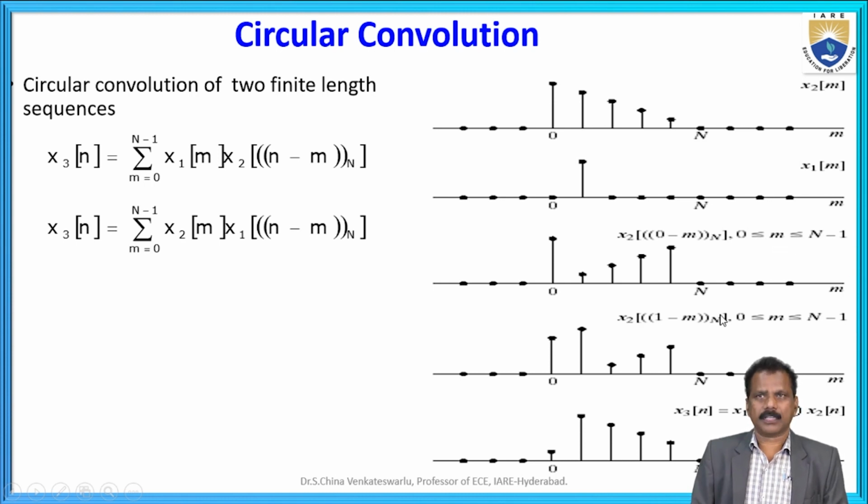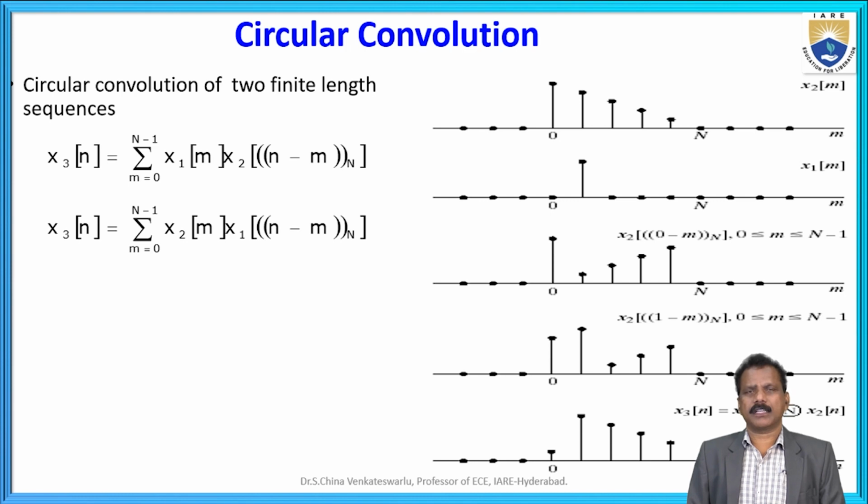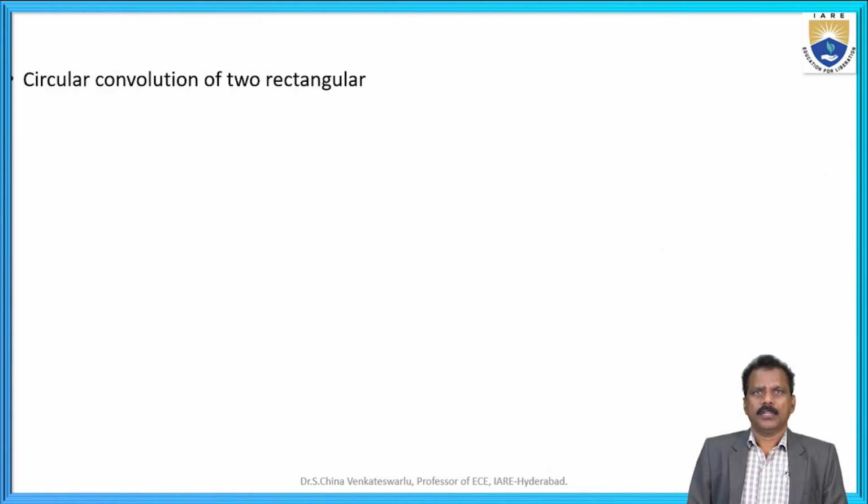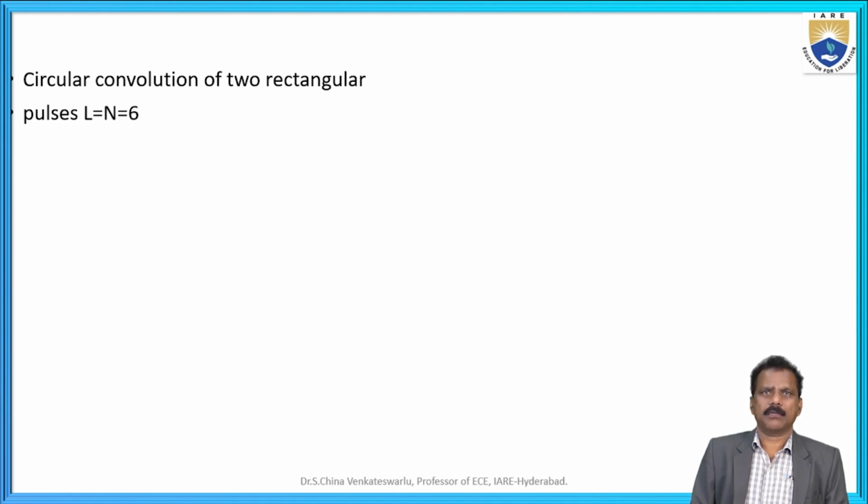To verify that circular convolution, before that, let us see how it happens with m versus x2 of n. Circular convolution of two rectangular pulses, where L is equal to N is equal to 6.